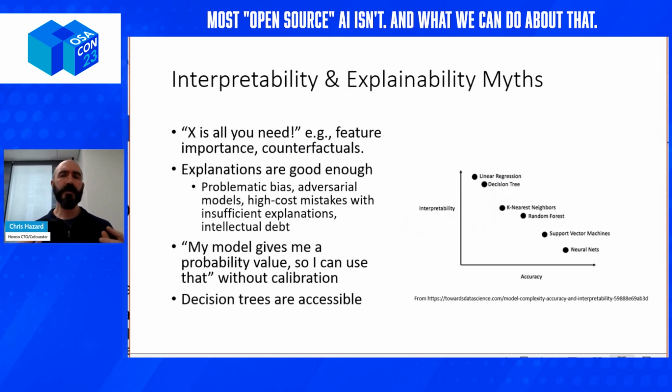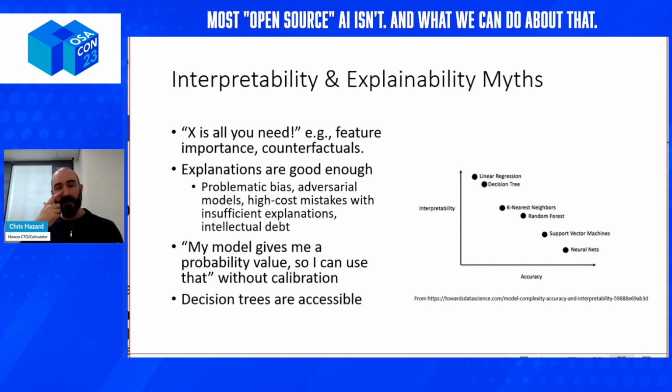Now, there's a number of myths that have developed over history around interpretability and explainability. Some of them have had truth in the past, but none of them are true today. One of them is that X is all you need. Something is all you need, whether it's feature importance or a counterfactual. Well, that might be useful in one case, but it's not useful in others. It might be useful for explaining why something didn't happen and building trust around that, but it's not useful for debugging your data or learning what drove a particular decision.